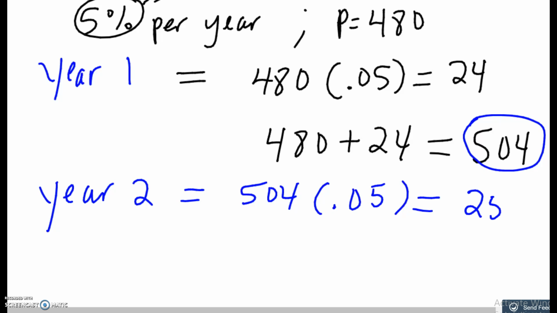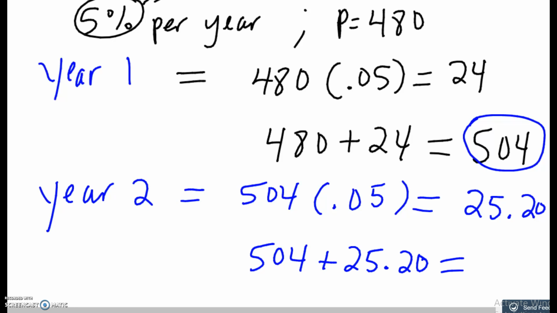And we find that there's $25.20 worth of inflation at the end of year 2. But keep in mind that this $25.20 is not the ending value at the end of year 2. We have to go back and add it to the original value or price. And when we add it, we find at the end of year 2, we have a value of $529.20. And this is the final answer.